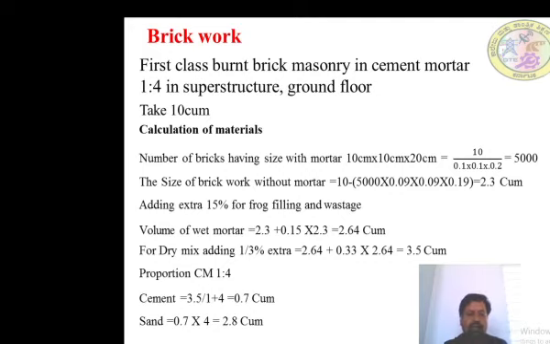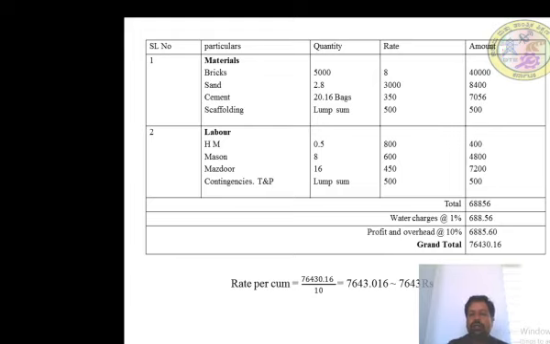Sand is 0.7 into the proportion 4, equals 2.8 cubic meter. So we calculate the materials portion, then tabulate the material and labor portion. Materials: bricks 5,000 numbers, sand 2.8 cubic meter, cement 20.16 bags, and scaffolding, a stage for brickwork.